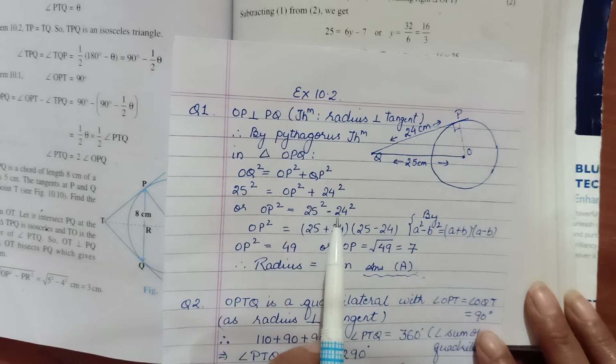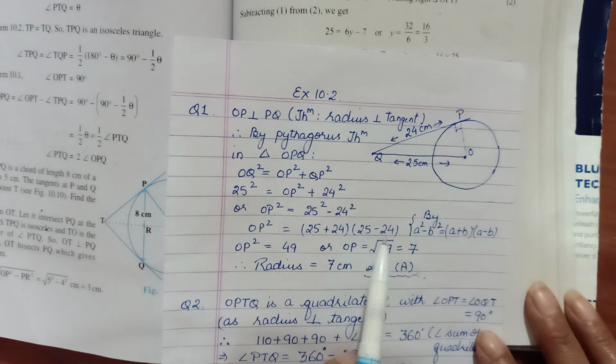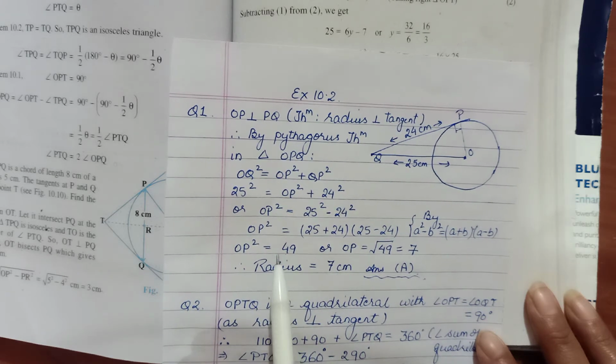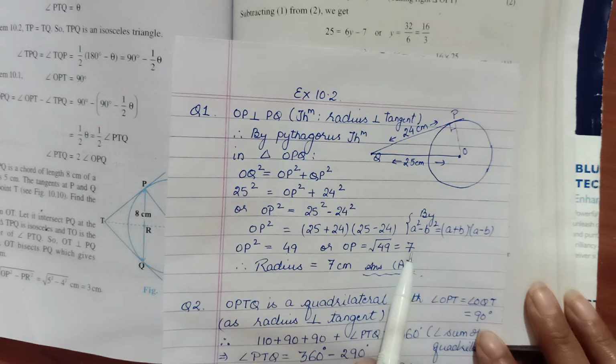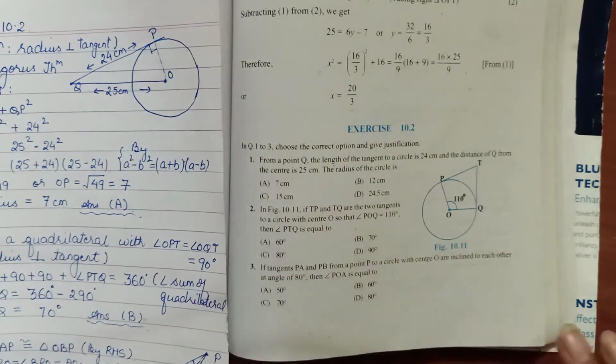Like this was a square minus b square form, so I have applied a plus b, a minus b. 25 minus 24 is 1. 25 plus 24 is 49. So 49 is square of 7. So under root करने में OP is 7. Hence the radius is 7. That was your option A here.